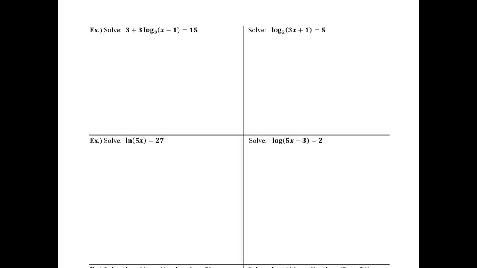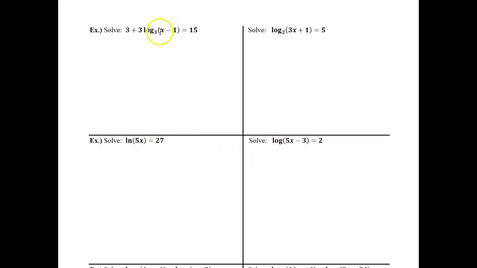In this video, we're going to solve some logarithmic equations. We have seen some before in previous videos. These are going to require a little bit of isolating the log, but also recognizing the different types of logs like natural logs and common logs.